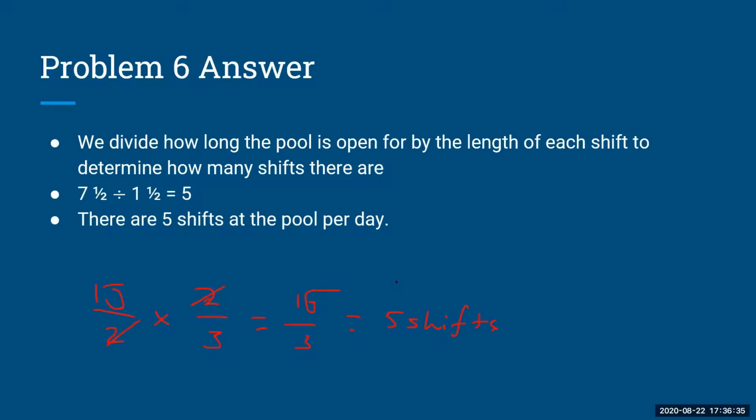Oh, you added, Zoe? The lesson is about multiplying and dividing. You added and divided too? Oh my god. Okay. So yeah, now you know. 7.5 divided by 1.5.